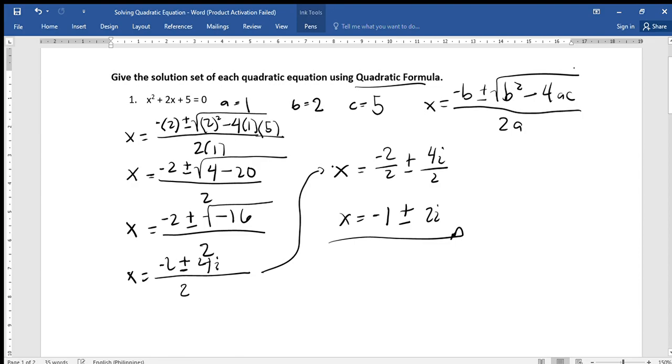Dalawa po yung sagot dyan. Yung isa naka-positive, yung isa naka-negative. So, kung isusulat natin sa solution set, negative 1 plus 2i and negative 1 minus 2i. Yan lang naman siya. By the way, review lang to ha. Ulitin ko lang po, review lang po to, kaya hindi ko masyadong in-explain ng sobrang detalyado, for lesser time lang kasi review lang naman.